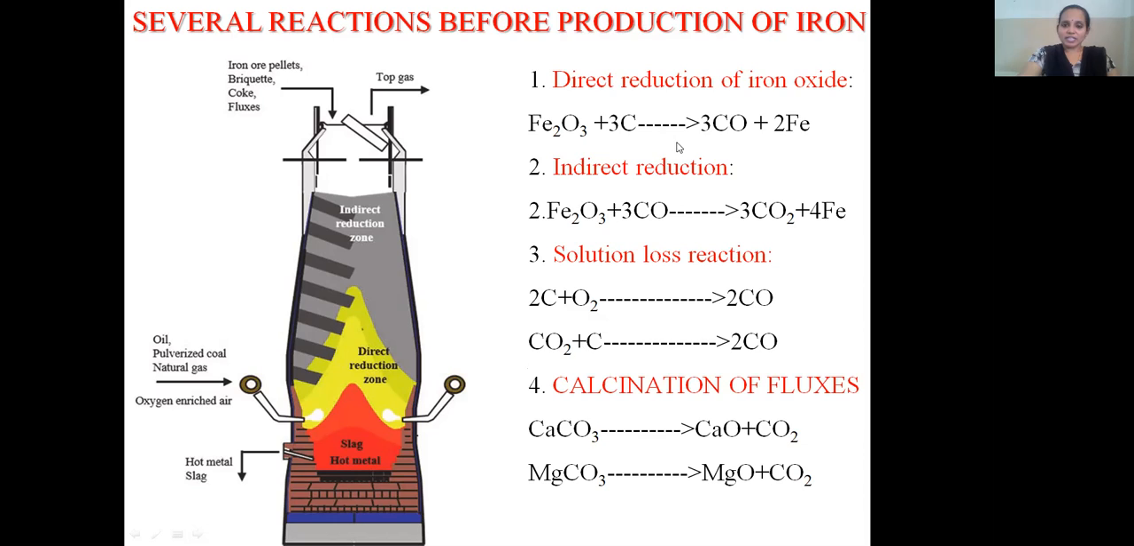This is how the direct reduction, indirect reduction, solution loss reaction and calcination of fluxes reactions take place in the blast furnace. So these are the essentials of the blast furnace, and we will come to know these as the direct reduction process, indirect reduction process, and solution loss reactions.